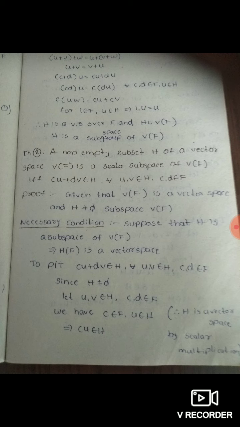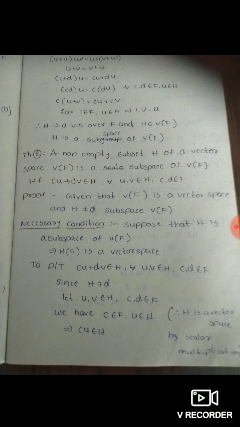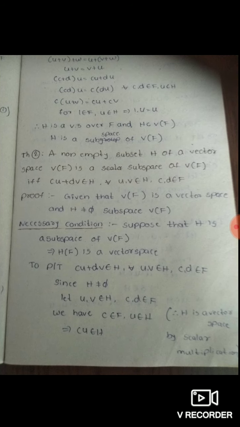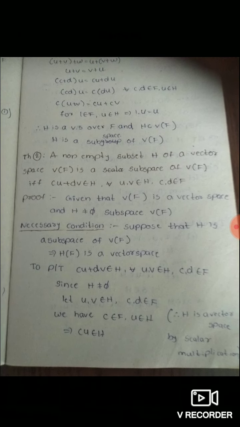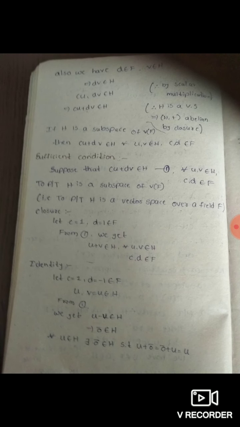Since H is a subspace, H is a vector space. By using the vector space property of scalar multiplication, we have c belongs to F and u belongs to H, that implies cu belongs to H. This is the first condition, the first term, that is cu belongs to H. Similarly, d belongs to F and v belongs to H, so dv belongs to H.